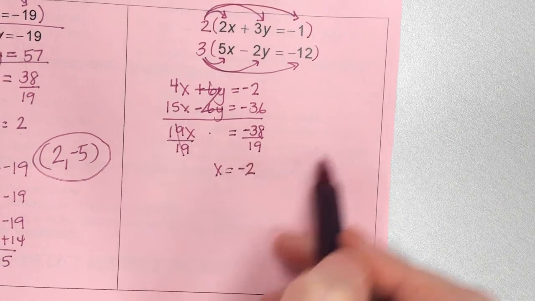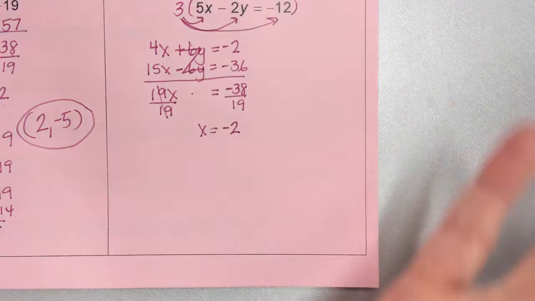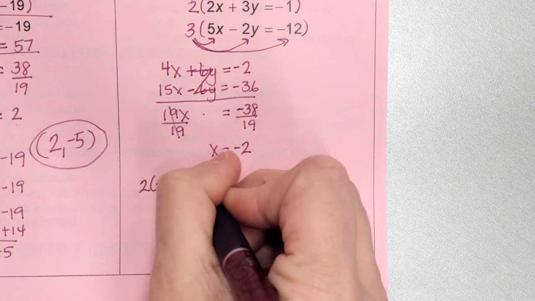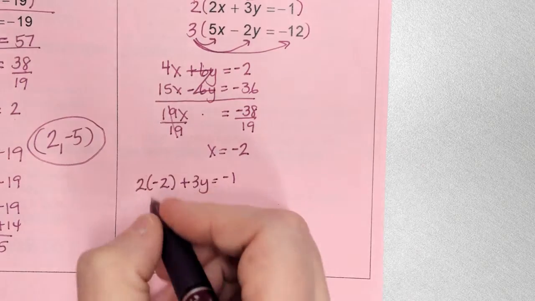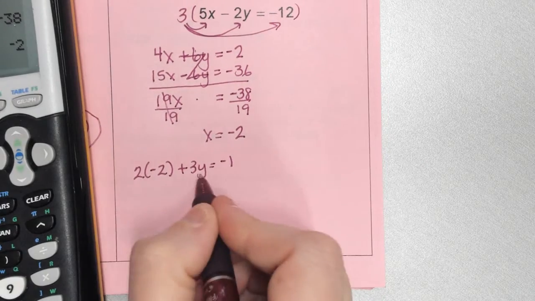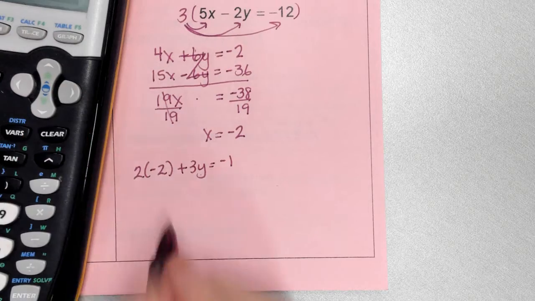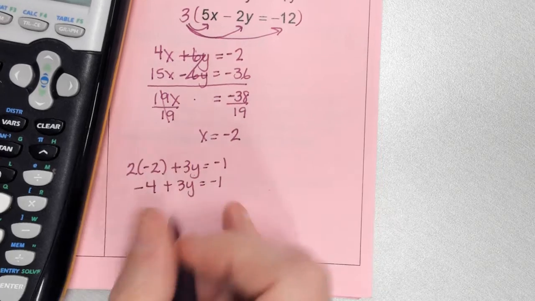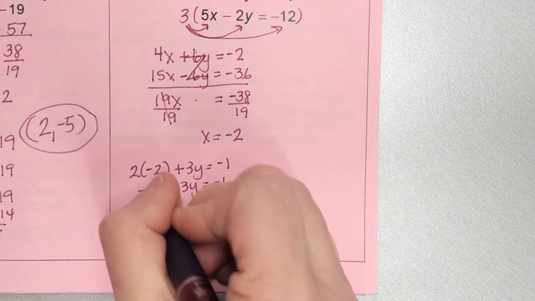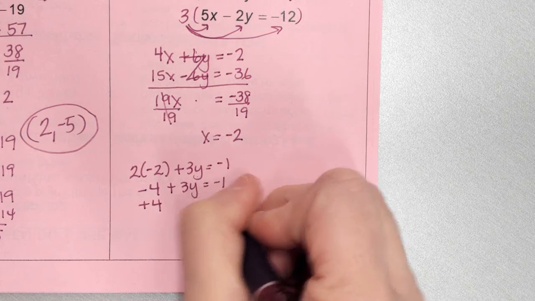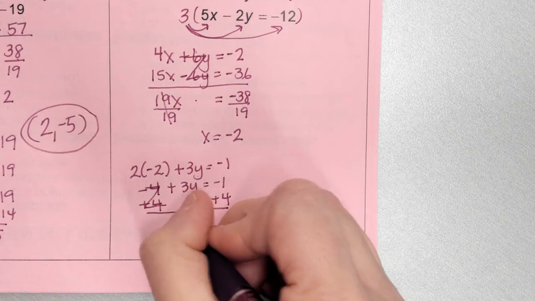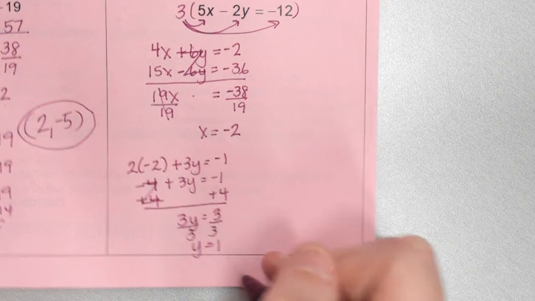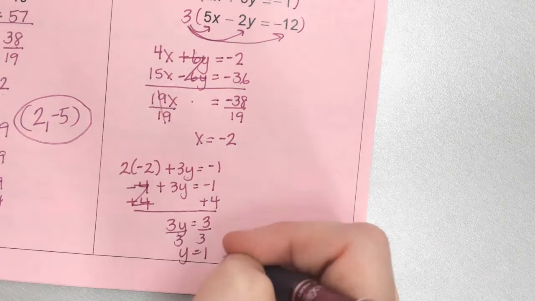Now that I know what x is, I'm going to use it to find y. I'm going to go to the first equation because it's the first one I see. 2 times x, which is negative 2, plus 3y equals negative 1. Again, if you want to put the left side in y1 and the right side in y2, you can. 2 times negative 2 is negative 4, plus 3y equals negative 1. Now I'm going to add 4 to both sides to get the y by itself. Again, if you're using the calculator, you probably already got this and you're wondering why I'm taking so much time. Divide everything by 3 and I get y equals 1. So now my answer is negative 2, 1.